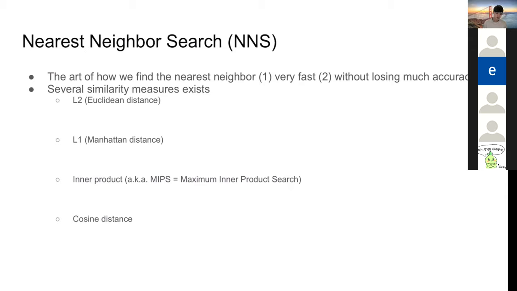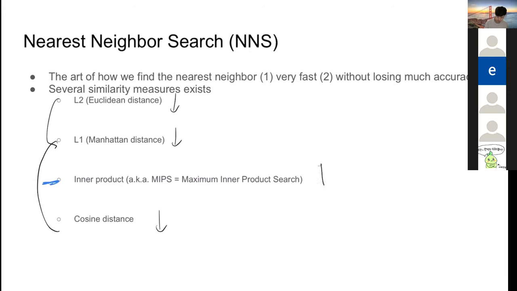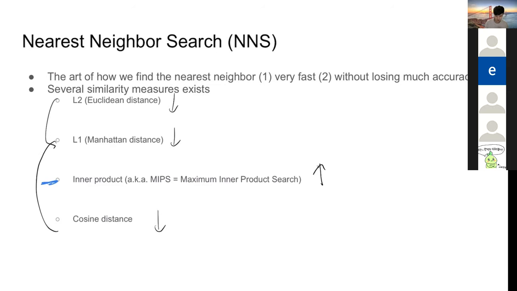When they say it's a similarity, then probably what they really mean is that the number should be high, because usually similarity is a positive thing. So in this case, cosine distance, L1, and L2 are distances, and this is similarity. What does that mean? For these, the lower the better. For this, the higher the better. And for distance, the floor is zero. They cannot be lower than zero.